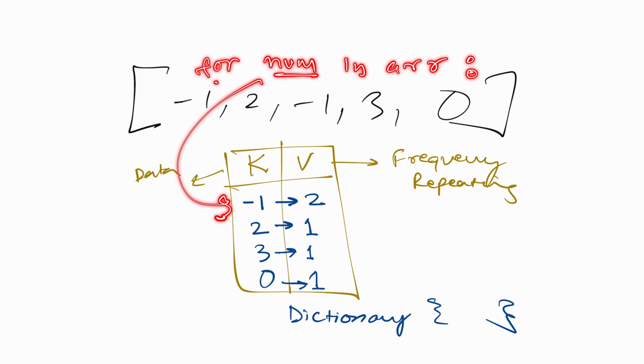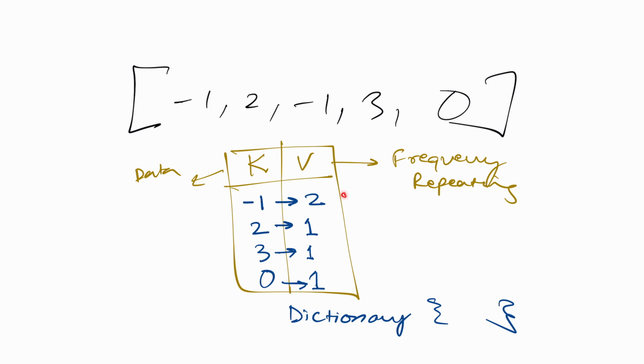If this element is present, then increment it by 1. For example, initially what is the value of -1? Let's consider this is -1. Initially it will be 1. I'm here now, let me draw. -1, so there is no data for this one. I will erase this. Now what is the next element?